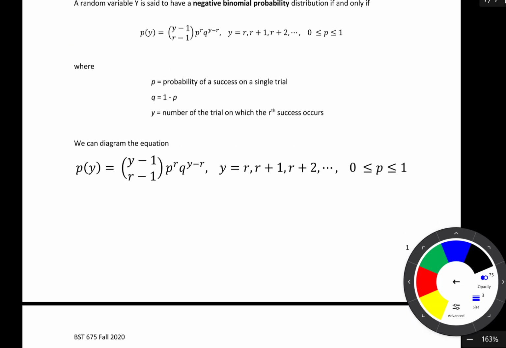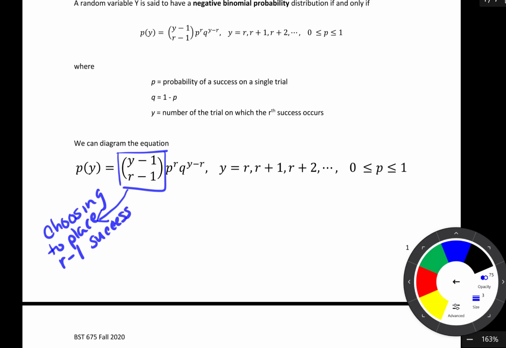So as usual, let's diagram the equation into three different pieces. All right, thinking of this first piece here. What we're saying is this is where we're choosing to place r minus 1 successes in y minus 1 trials. So why would we want that?